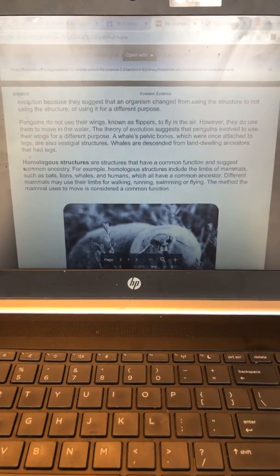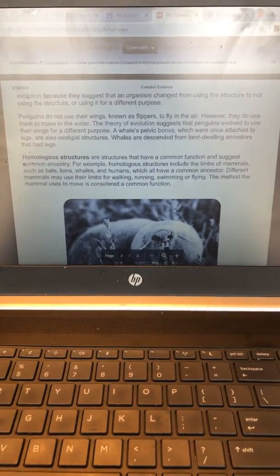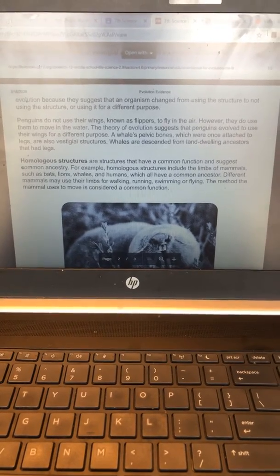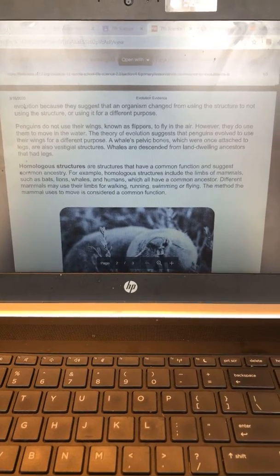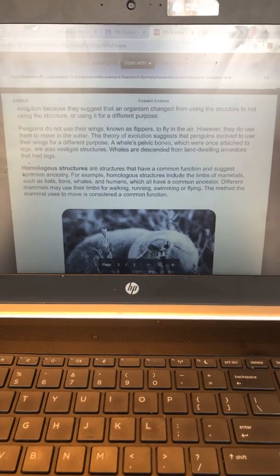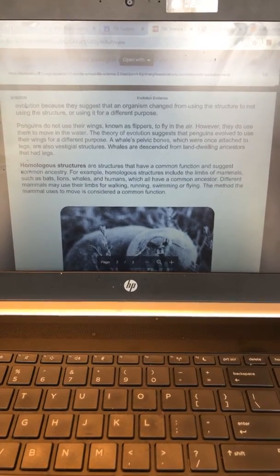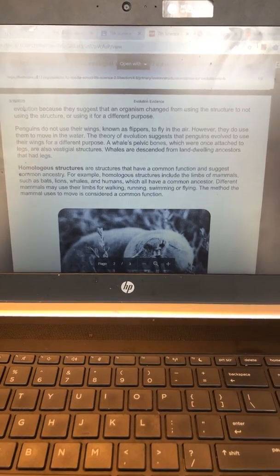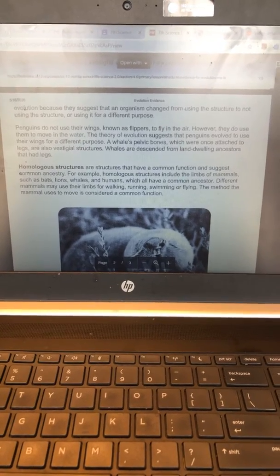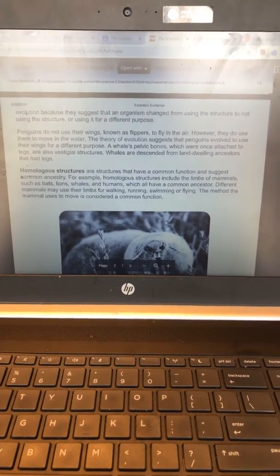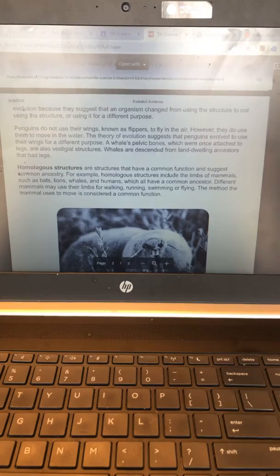Penguins do not use their wings, known as flippers, to fly in the air. However, they do use them to move in the water. The theory of evolution suggests that penguins evolved to use their wings for a different purpose. A whale's pelvic bones, which were once attached to legs, are also vestigial structures. Whales are descended from land-dwelling ancestors that had legs.